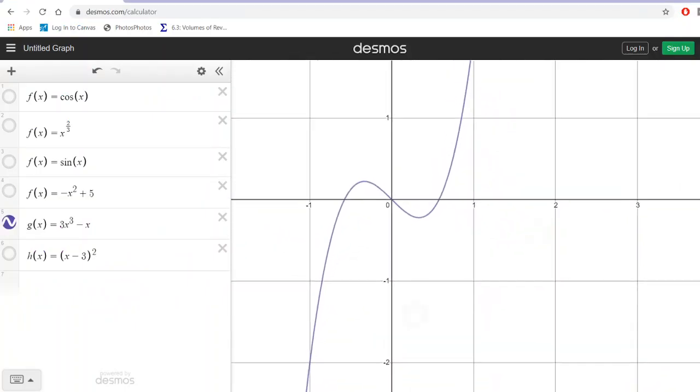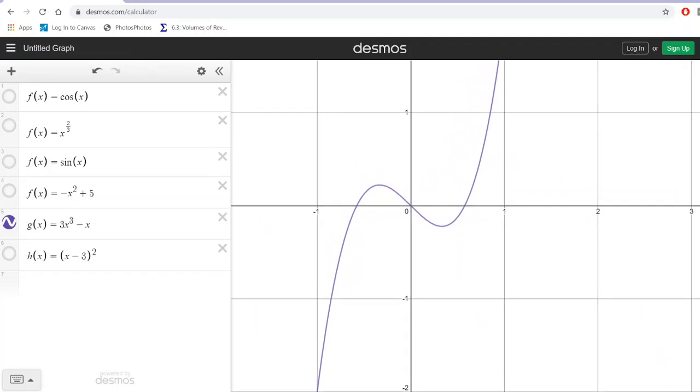So this graph looks like this, and we can see that it does have the shape that we saw for odd functions, right? It does kind of the same shape on the left and the right, but it kind of does it in the opposite direction.